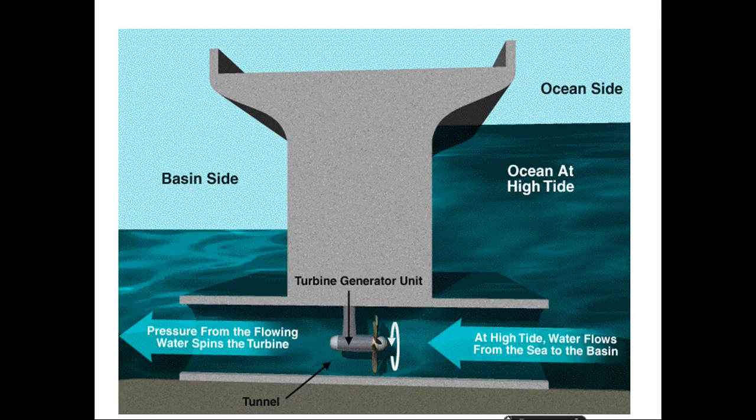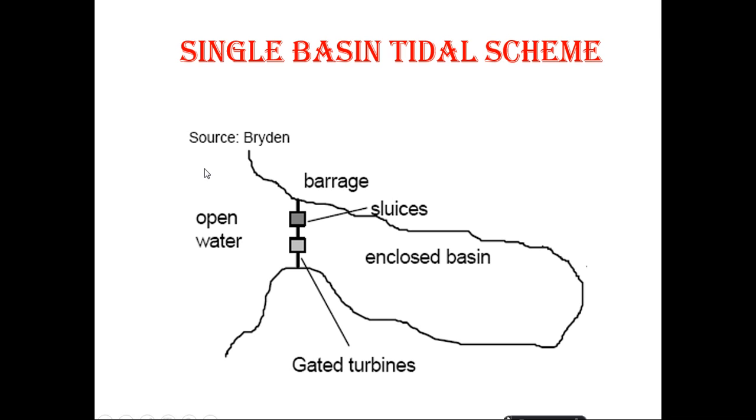This is the ocean side over here, and this is the basin side. This is the typical layout of the single basin tidal scheme. We are having the open water on the ocean, we are having the closed basin, then we are having the sluice, that is the gate, the barrage, and we have the gated turbine.